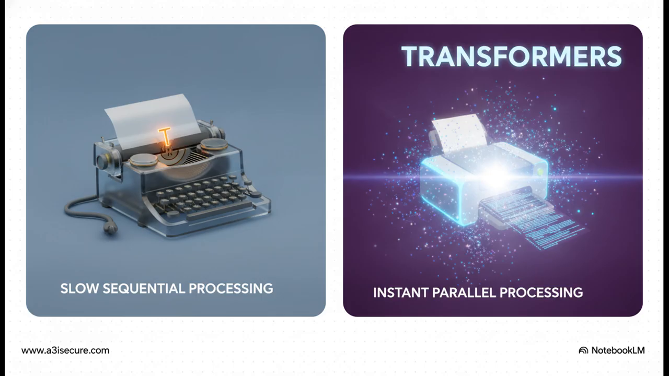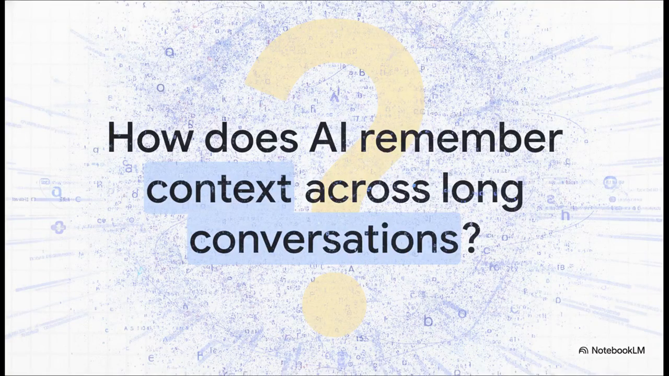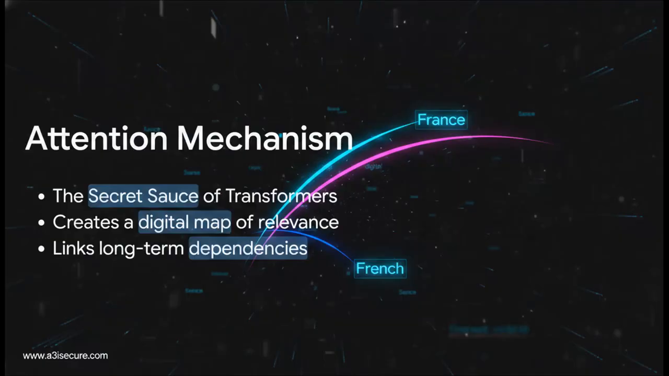It essentially flashes the whole page like a modern digital printer in a fraction of a second. It was a total game changer. But honestly, that raises a pretty fascinating question. If the AI is just reading the whole page in one massive parallel flash, how on earth does it know which specific words actually relate to each other over the course of a really long conversation? Well, the answer is the attention mechanism.